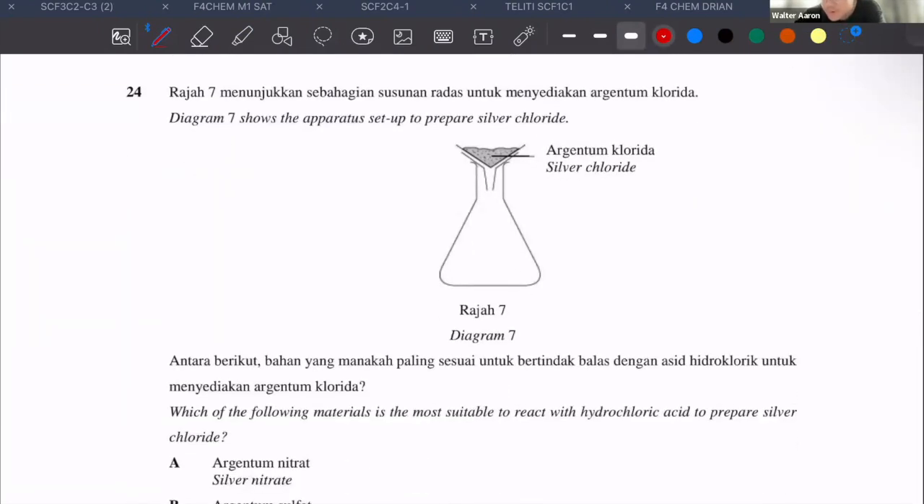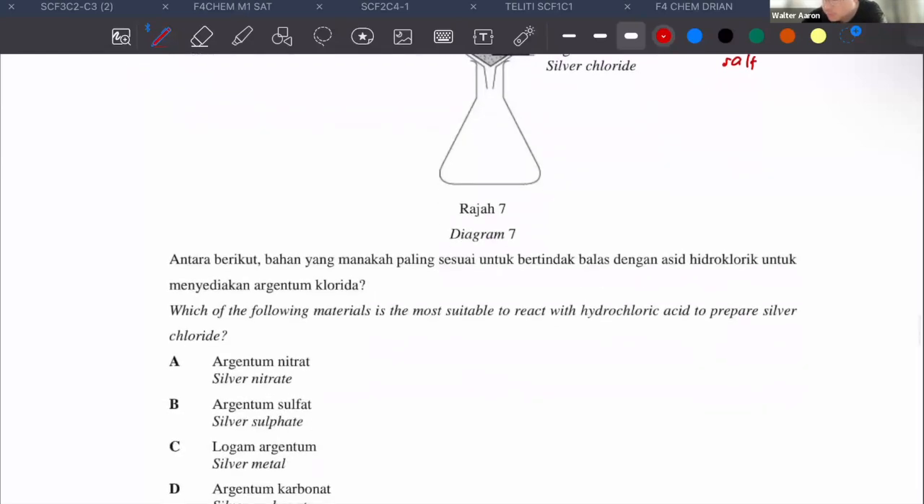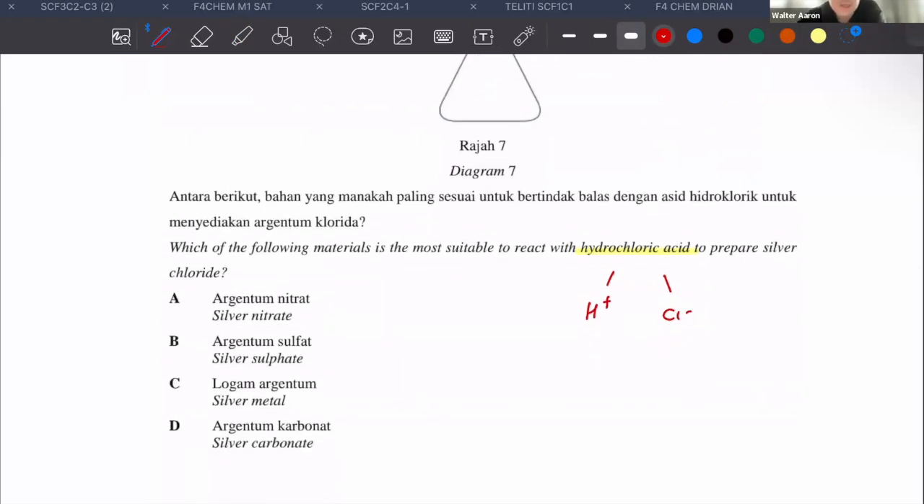24. Diagram 7 shows the apparatus steps to prepare silver chloride. Silver chloride is an insoluble salt, so to produce that, you have to use a double decomposition method. Which of the following materials is most suitable to react with hydrochloric acid to prepare silver chloride? You're using hydrochloric acid, which already contains H plus and Cl minus. So it must be something that can dissolve in water.